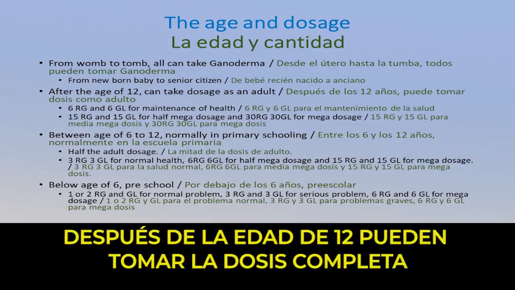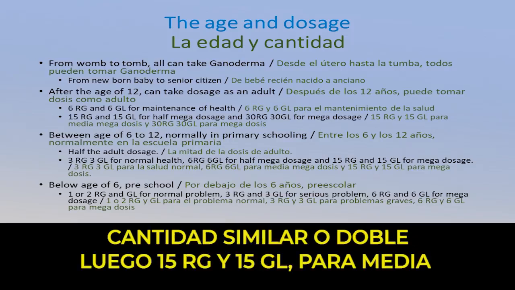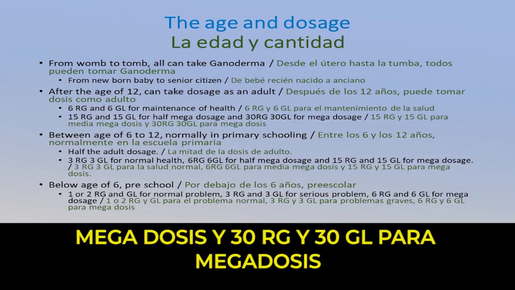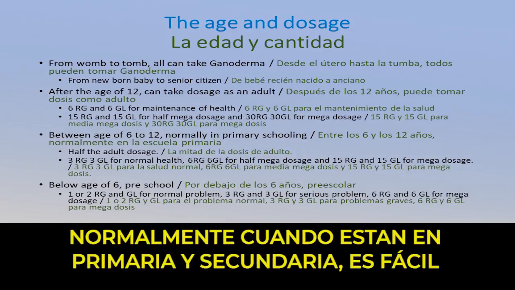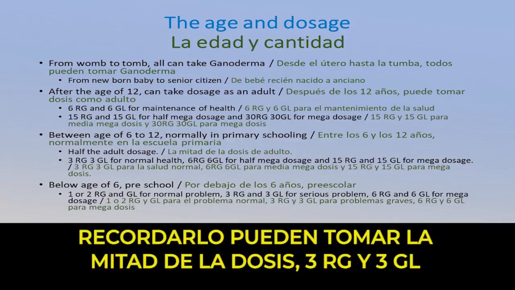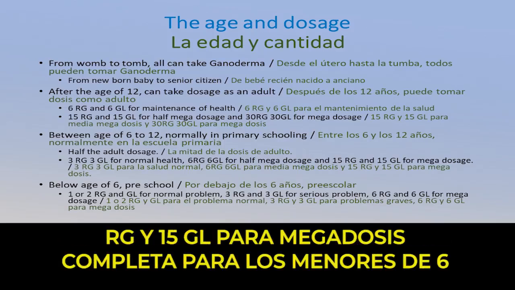For the adult, after the age of 12, can take the full dosage. For example, 6 Rg and 6 Gl for maintenance of health. Spirulina is a similar amount, or double. Then 15 Rg and 15 Gl for half mega dosage, and 30 Rg and 30 Gl for mega dosage. Then those between the age of 6 and 12, normally those in primary school, easy to remember, take half the adult dosage. 3 Rg and 3 Gl for normal health, 6 Rg and 6 Gl for half mega dosage, and 15 Rg and 15 Gl for mega dosage.